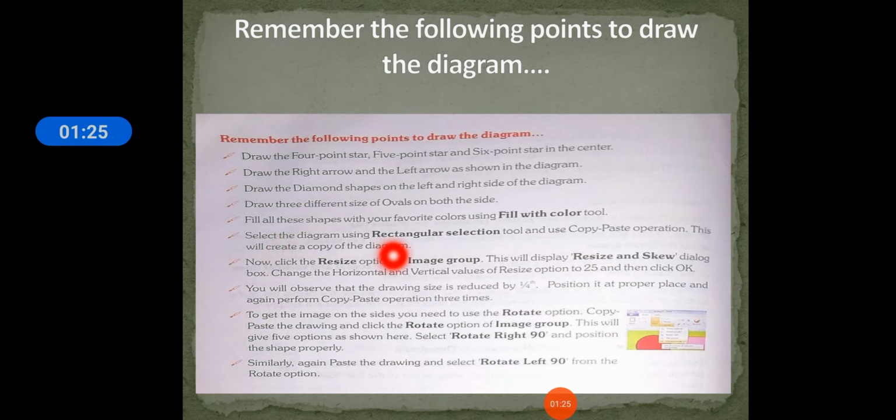Select the drawing using the rectangular selection tool and use the copy paste operation. This will create a copy of the diagram. Now, click the resize option in the image group. This will display the resize and skew dialog box. Change the horizontal and vertical values of the resize options to 25 and then click on OK. You will observe that the drawing size is reduced by 1/4. Position it at the proper place and again perform the copy paste operation 3 times.